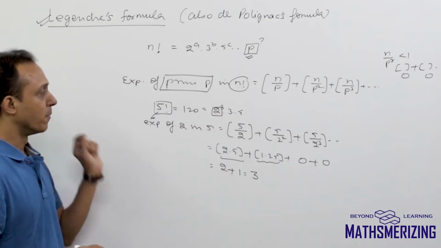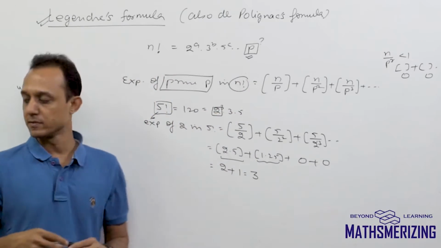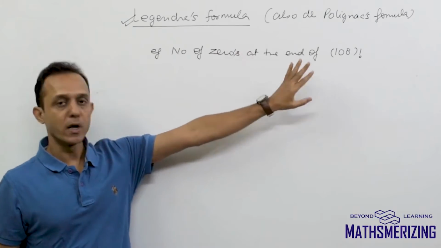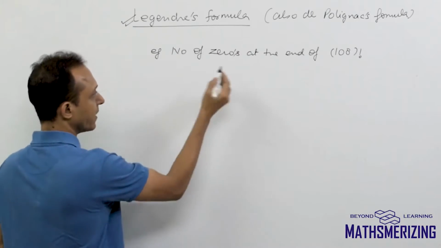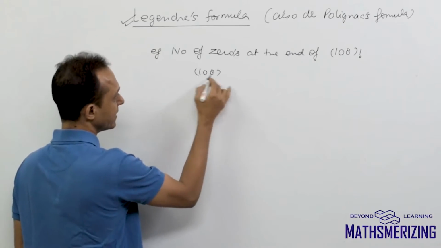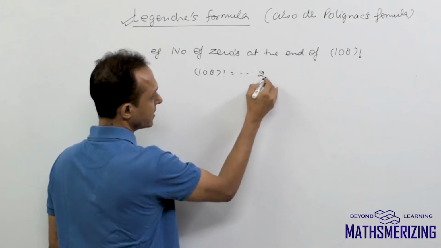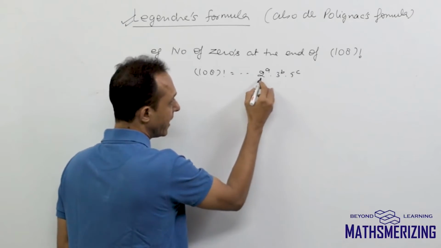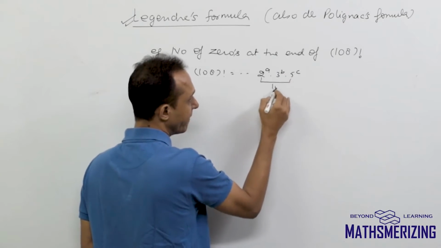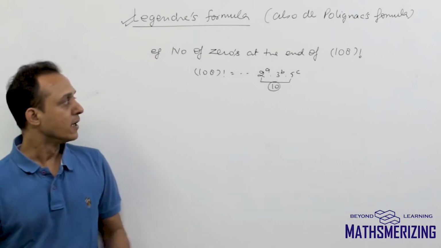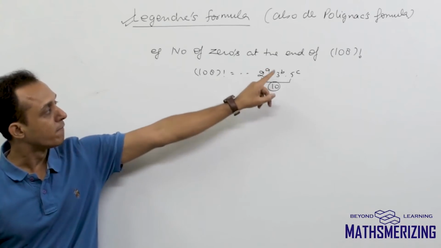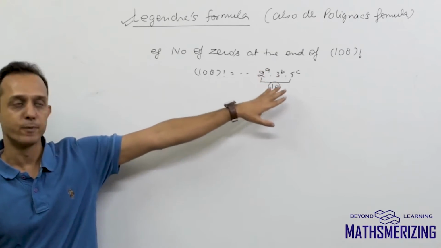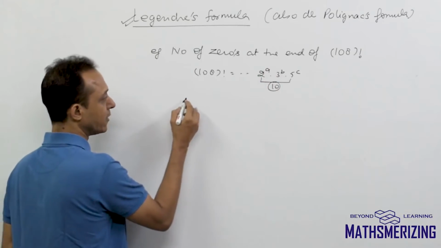Now how do we use this formula? What are the questions that we are likely to get in this? So let us take up another question which says find the number of zeros at the end of factorial 108. Now again I can write factorial 108 as some 2 to the power a, 3 to the power b and 5 to the power c, and when 2 gets multiplied with 5, I'll get 10. So if I have to find the number of zeros at the end of 108 factorial, then I have to find the exponent of 2 and I'll also have to find the exponent of 5.